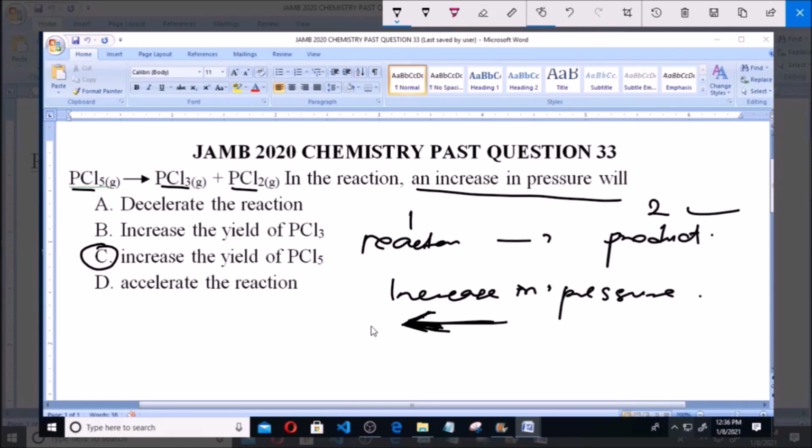But if there was to be a decrease in pressure, then the product will be favored. That's the forward reaction is going to be favored, and that will be the increase in the yield of PCl3. So the answer to this question is actually option C, increase the yield of PCl5, which is the reactant.